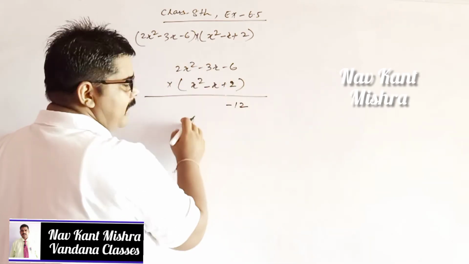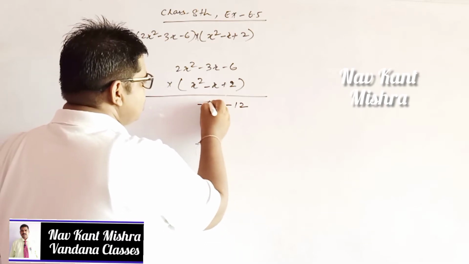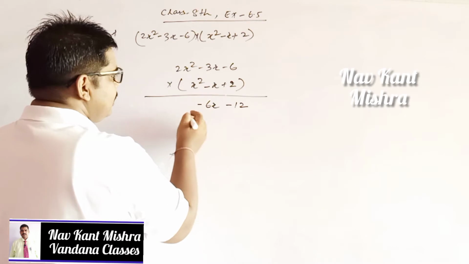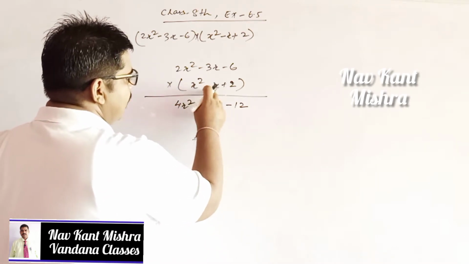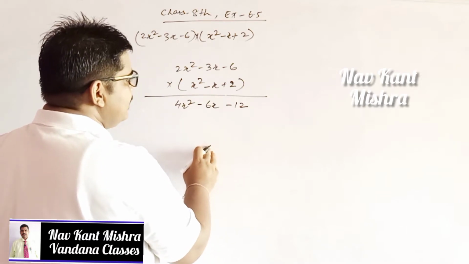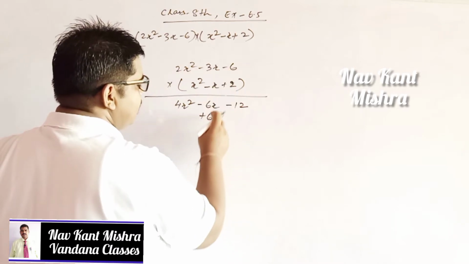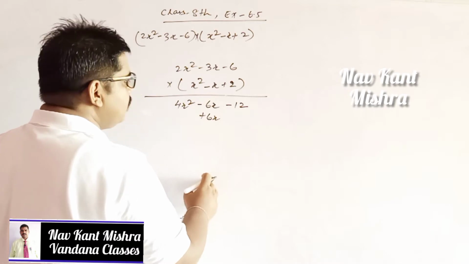2 is multiplied by minus 3x, then you can write minus 6x. 2 is multiplied by 2x squared, then it can be written as 4x squared. When minus x is multiplied by minus 6, then it is equal to plus 6x, because minus minus is plus, and you have to write down the like terms together.